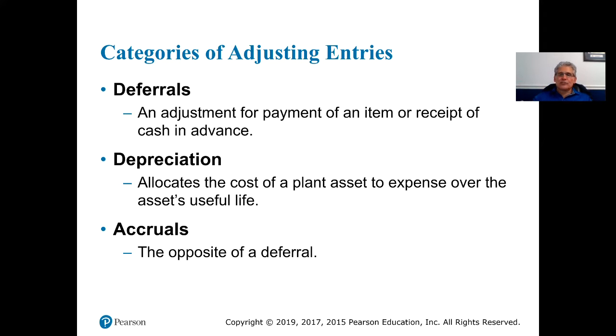If we're going to use that $50,000 piece of equipment over the next 5 years, then we've got to take that $50,000 and find a way to recognize it as an expense over those 5 years. So an adjusting entry that needs to be made every period is depreciation. And the last one listed is called accruals.